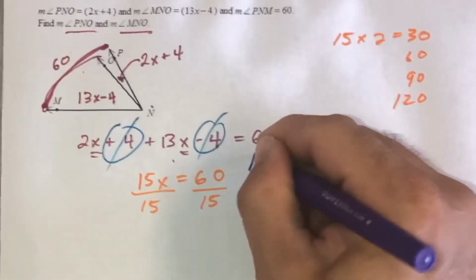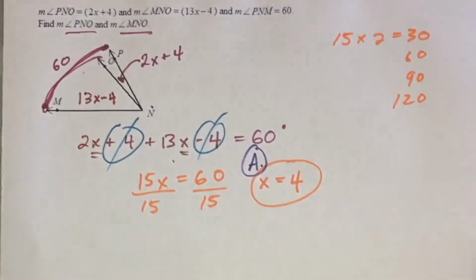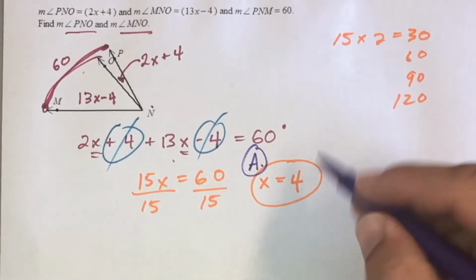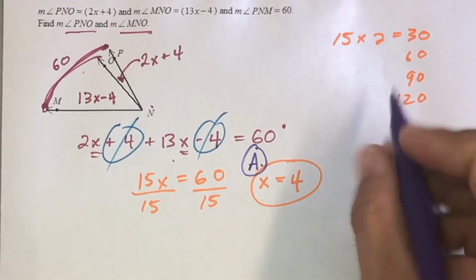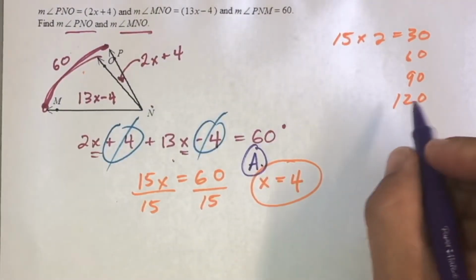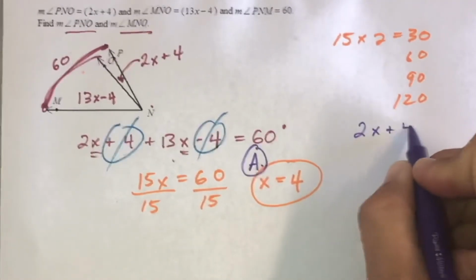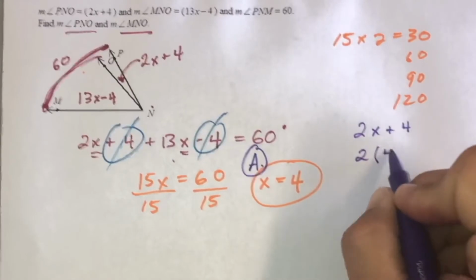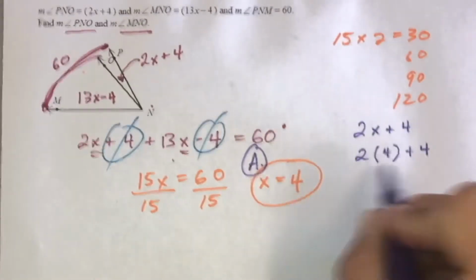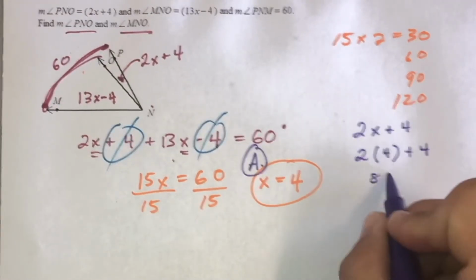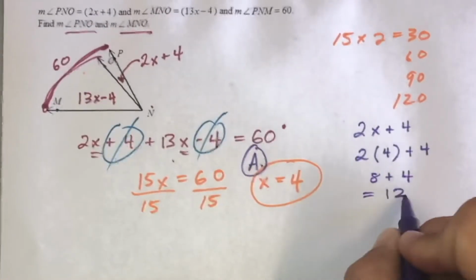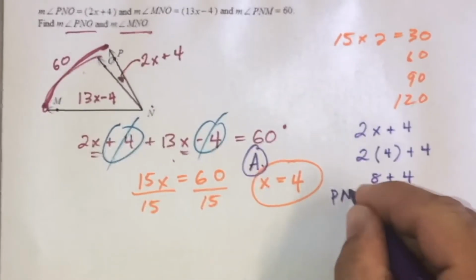Because don't forget, they're not asking for x. And usually answer choice A is going to be 4, because you're going to solve for the variable and think you're done. But don't forget, PNO is 2x plus 4. So we would say 2 times 4 plus 4, and this would be 8 plus 4, 12. So my PNO is 12.